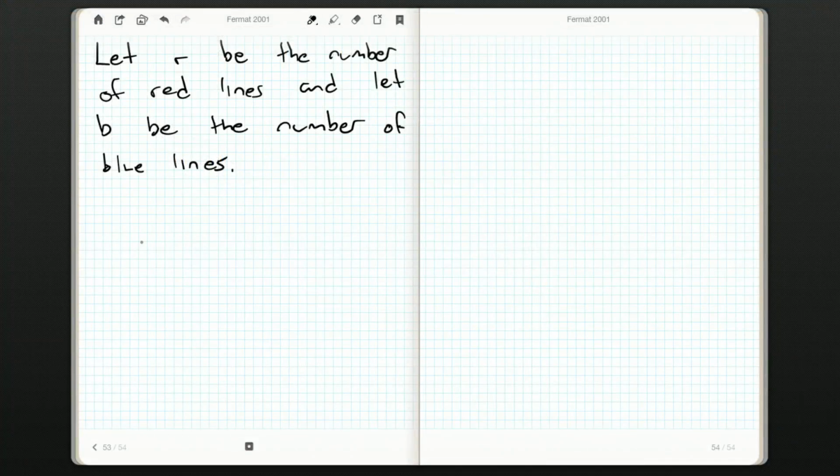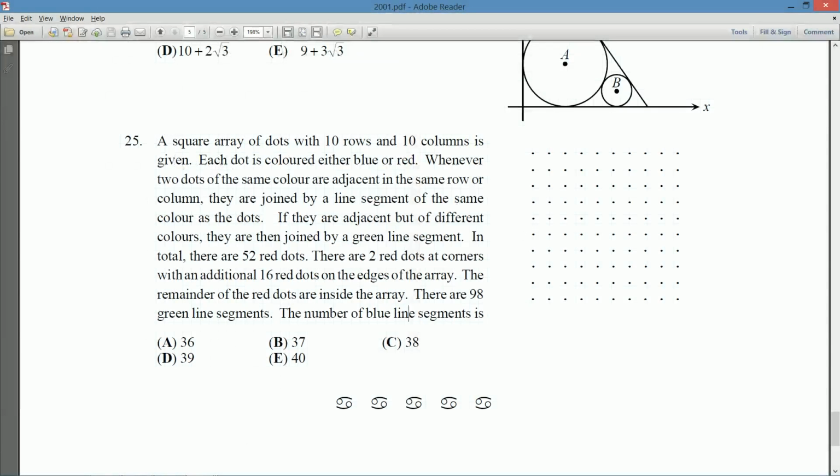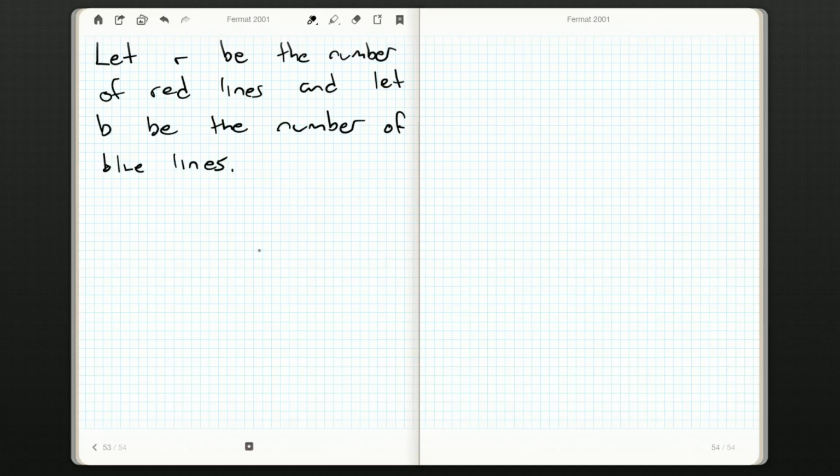So R is the total number of red line segments. Actually, I think we were... No, we have 52 red dots. So we haven't been told how many red lines there are. Okay, that's fine. Okay, so number of red lines.